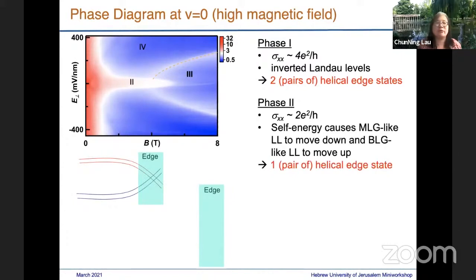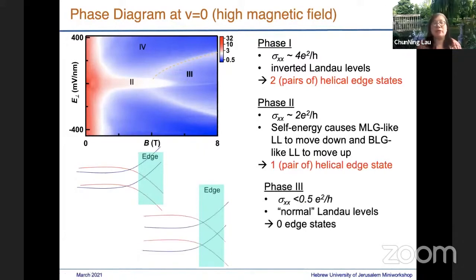Now if we increase the electric field and the magnetic field, it turns out that this interaction causes the monolayer branch to move up and the bilayer branch to move down. And again, we're staying at charge neutrality. So now we only have one pair of helical edge states that we measure. If we continue to increase the magnetic field, the levels continue to move. The blue ones move up, the red ones move down, and this gave us an insulating state.